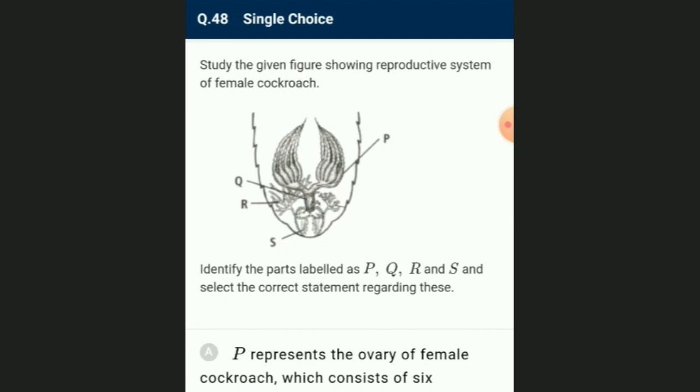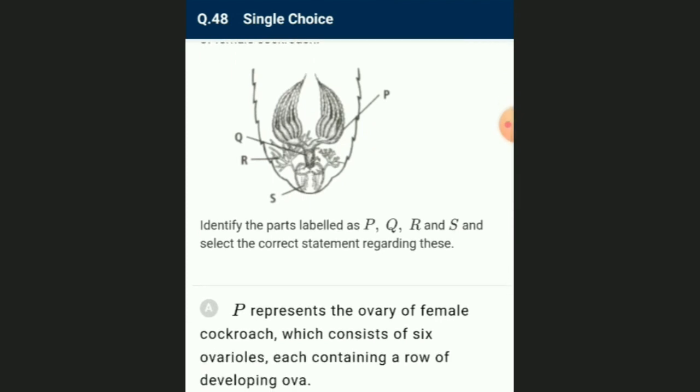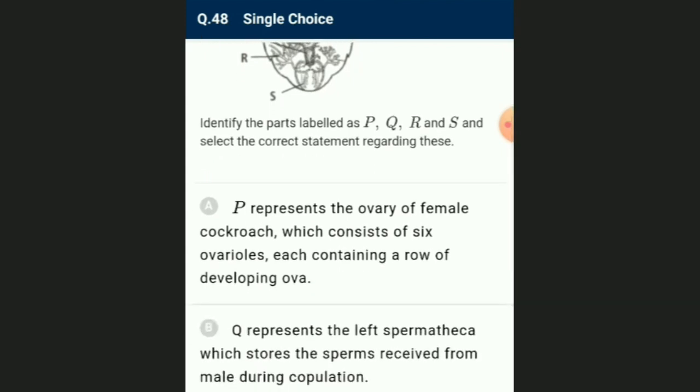Question number 48. Study the given figure showing the reproductive structure of a female cockroach. Identify the parts labeled as P, Q, R and S. We are seeing the diagrammatic representation. Q represents the left spermatheca, which stores the sperms received from the male during copulation. So that is correctly given. So option B is correctly given.